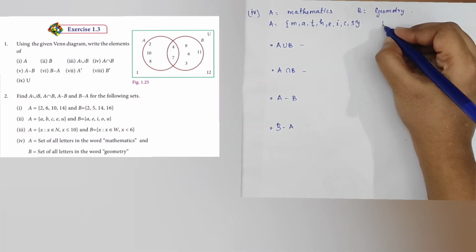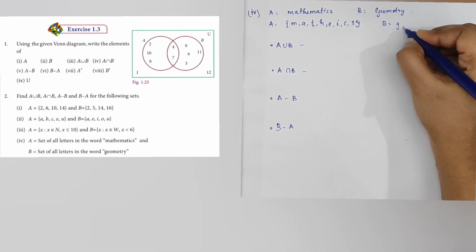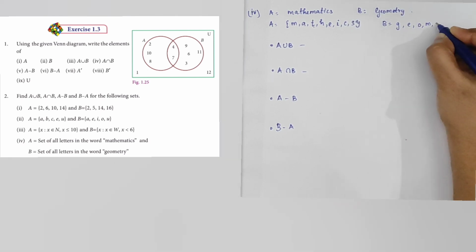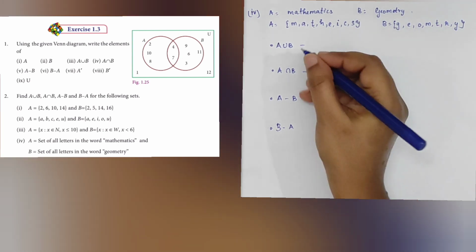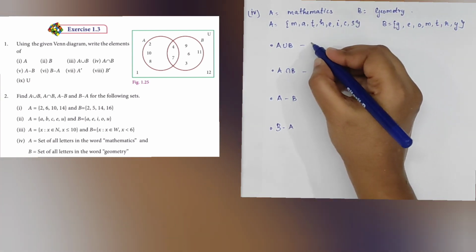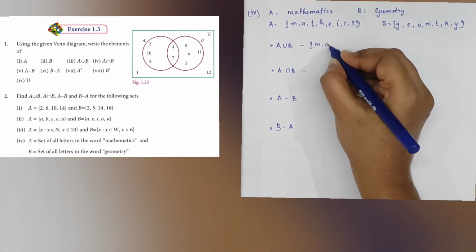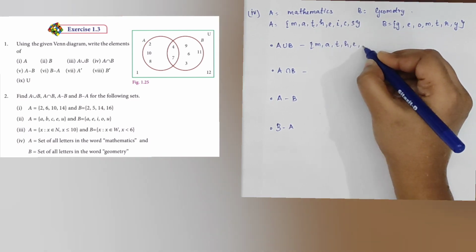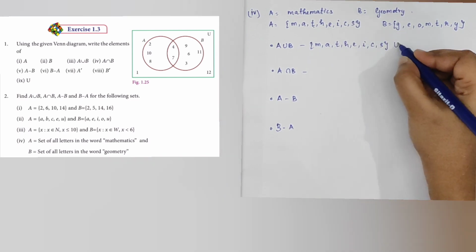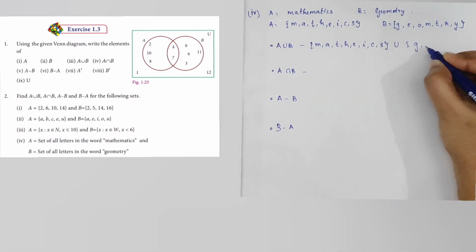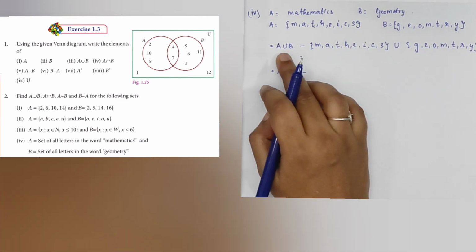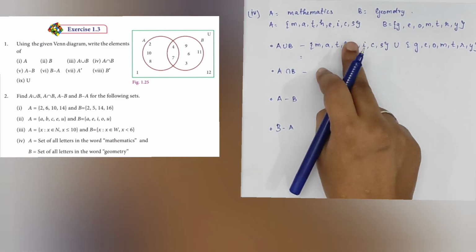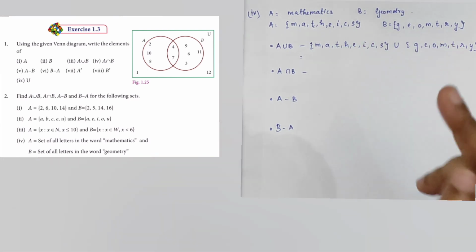Okay, list out the elements of B, that is G, E, O, M, T, R, Y. Don't repeat the common elements. Now do it for A union B. So A, that is M, A, T, H, E, I, C, S, union G, E, O, M, T, R, Y. For union, you're going to combine both A and B. You're not going to repeat the common letters. You can write them only once.